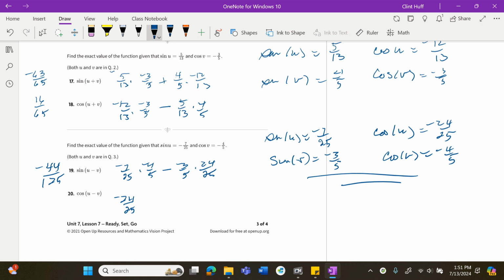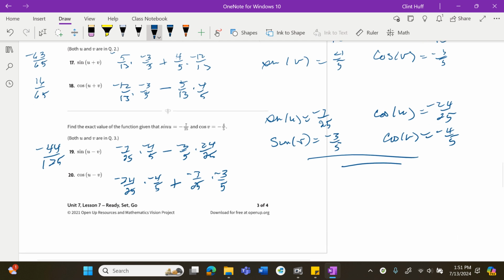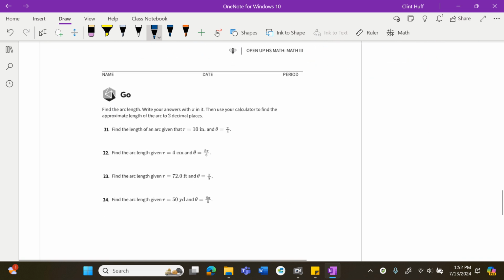And on the last one in this section, it's the cosine of u, negative 24/25, based on the chart we created, times the cosine of v, which is negative 4/5, plus the sine of u, negative 7/25, times the sine of v, which is negative 3/5. This is going to give us 96 plus 21. This is 7 right here. And that'll give us an answer of 117/125.